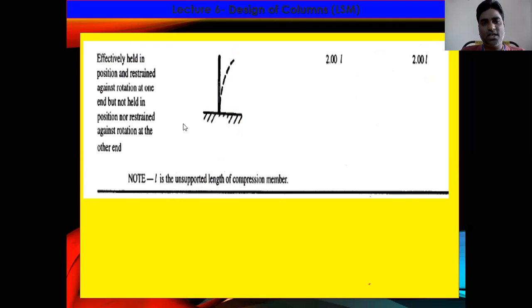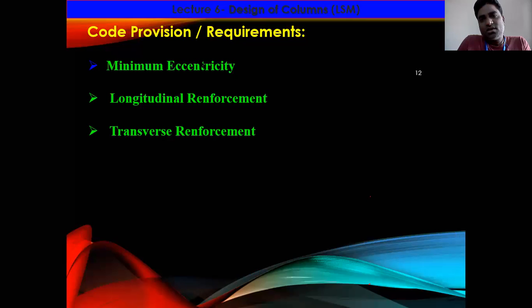So while designing or calculating the strength of the member, we need to take care of this effectiveness. Next are the codal provisions and requirements in design of columns. The first one is the minimum eccentricity. Yesterday I gave a glance at the minimum eccentricity.